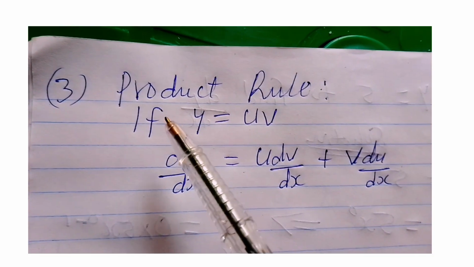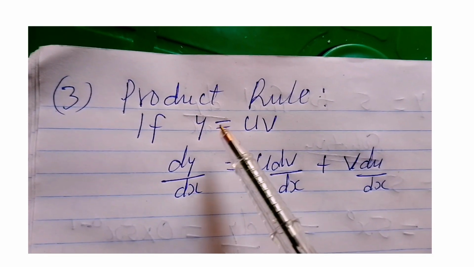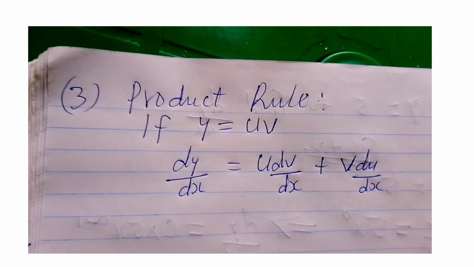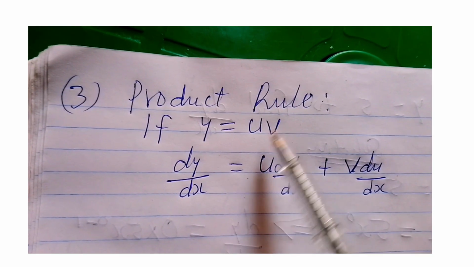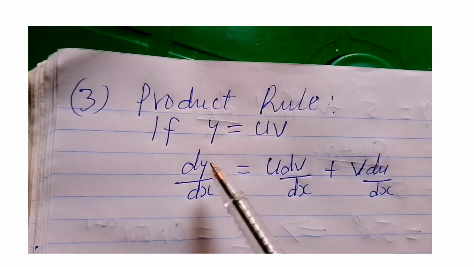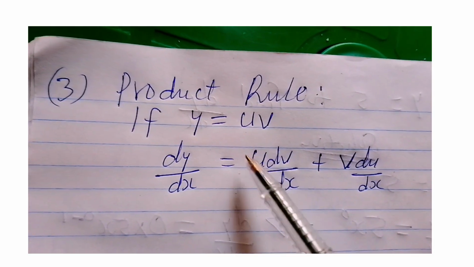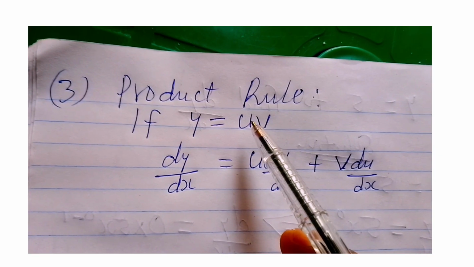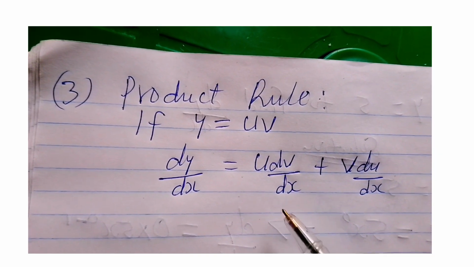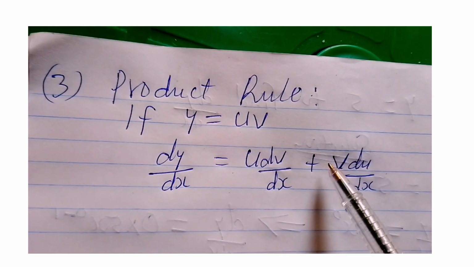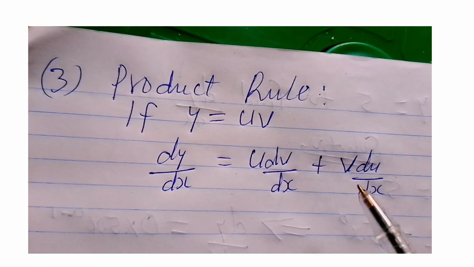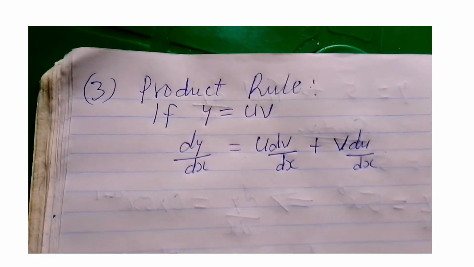Now, if you look at this, it says if y is equal to uv, this u is a function, this v is a function, right? So if you have two functions being multiplied, to find dy/dx using the product rule, dy/dx will be equal to u, the first function, multiplied by the derivative of the second function, which is dv/dx, plus the second function multiplied by the derivative of the first function, which is du/dx. I hope you understand. Let me use an example so that you understand it more deeply.